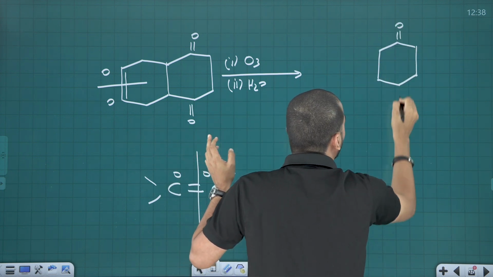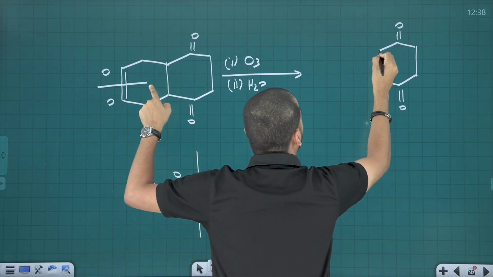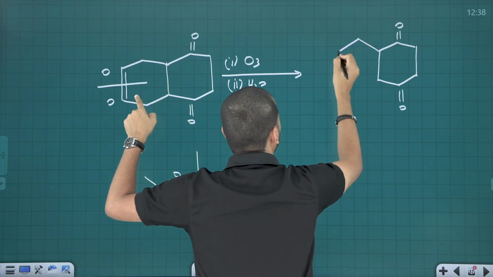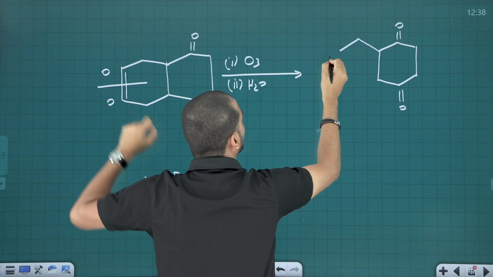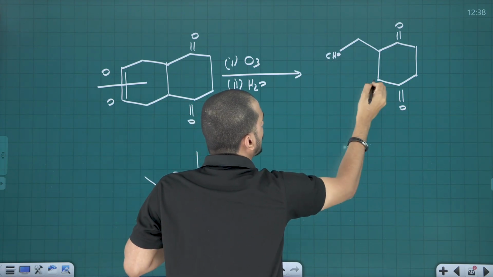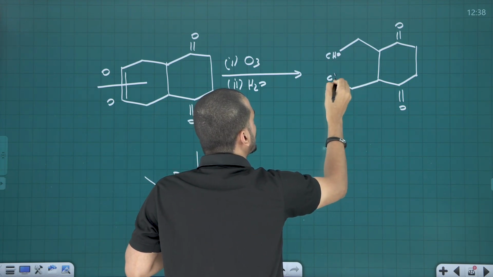Here double bond O. Okay, here you can see, what is coming? Here CHO is coming. Here also what is coming? See, here also CHO is coming.